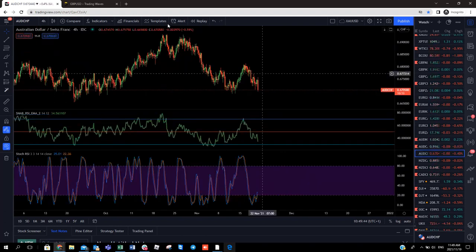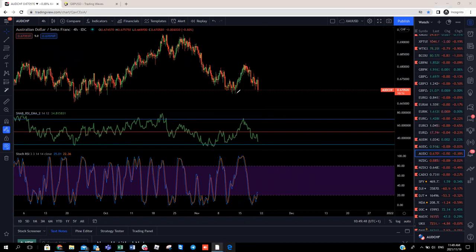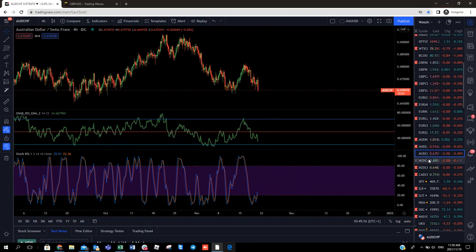Audi Chief, as expected as well. Look for this one to at least take this low here. Possibility for a bounce before dropping. New Zealand CAD.